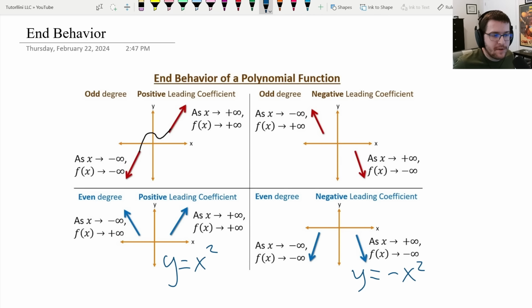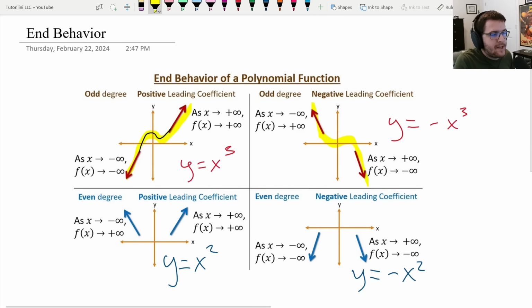What always confuses people, in my experience, is when they see an odd degree function and it goes slanted. So this would be y equals x cubed, positive, and this would be y equals negative x cubed, negative. This always confused me for the longest time, but a really easy way to remember is, wait a minute, positive is increasing as you go left to right. Positive, it's going up, right? And negative is decreasing as you go from left to right. So hopefully that makes sense.